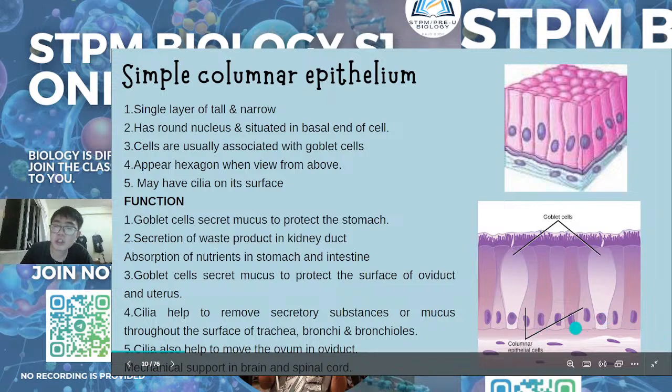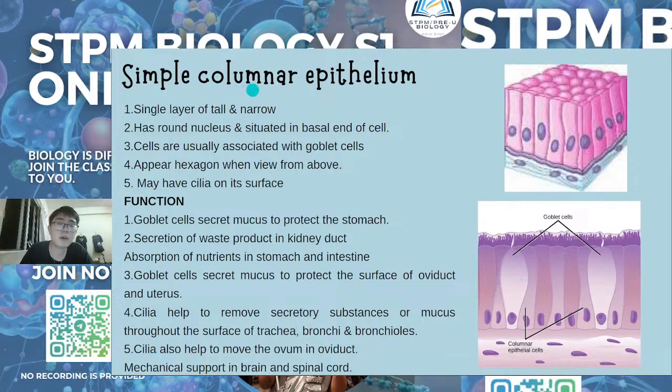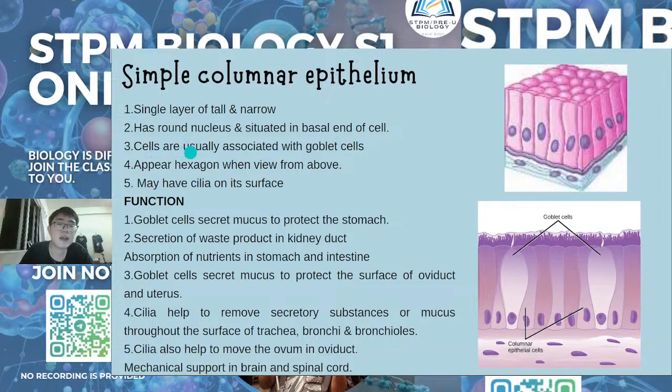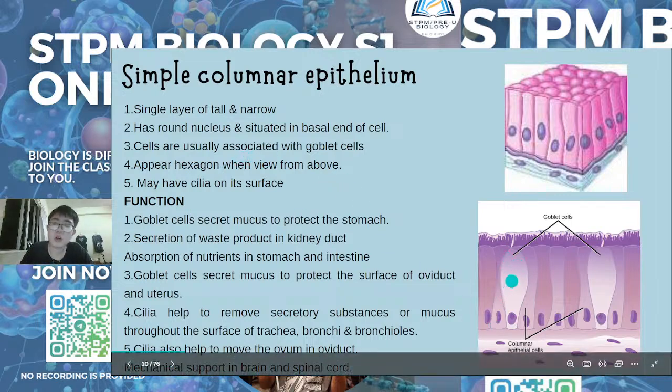They are at the bottom. Compared to the simple squamous and simple cuboidal, where normally the nucleus is at the center, for the simple columnar the nucleus is located at the bottom, near the basal end. Cells are usually associated with the goblet cell. So normally this epithelial tissue will contain goblet cells. So these are the goblet cells.